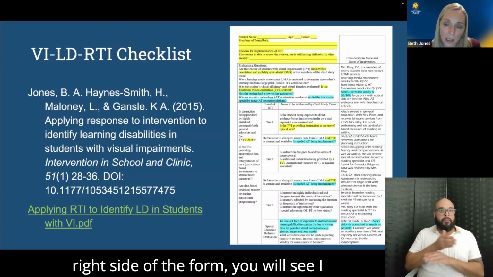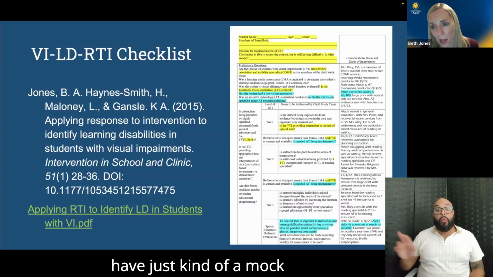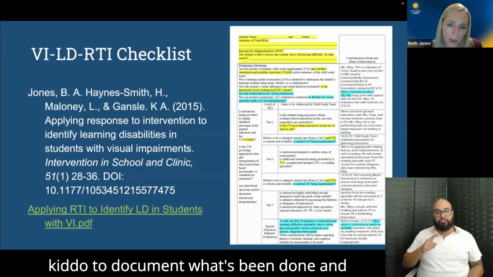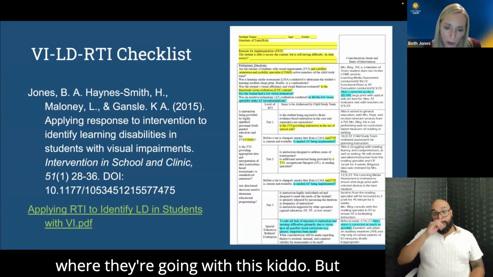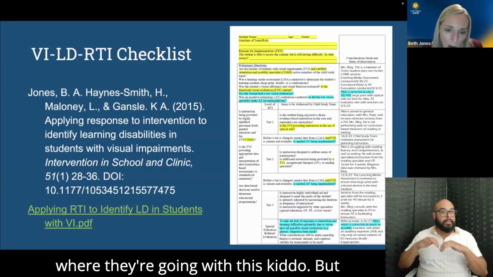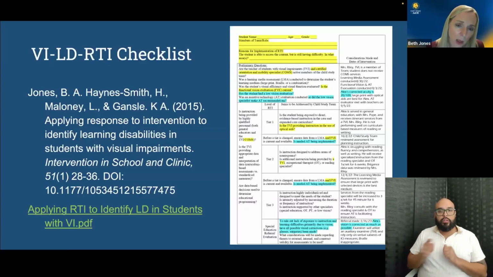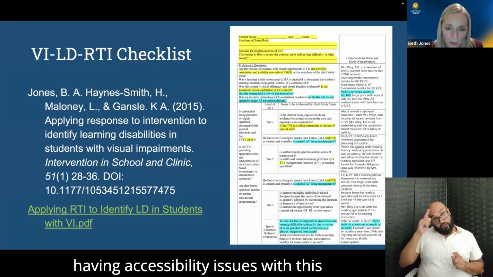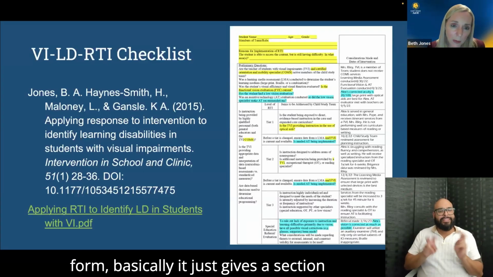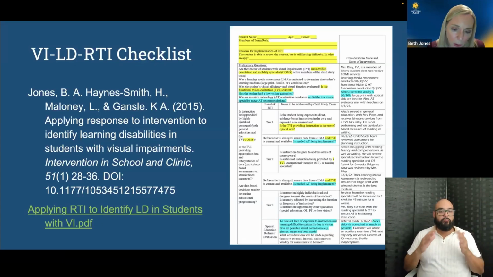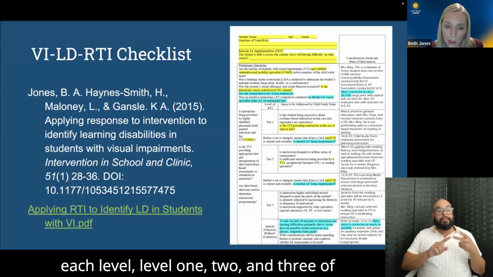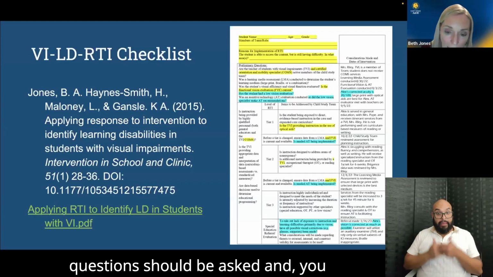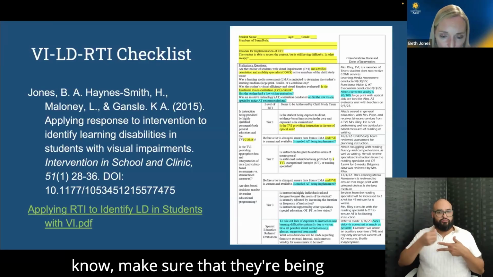And on the right side of the form, you will see I have just kind of a mock write-up of how this could be used for a kiddo to document what's been done and where they're going with this kiddo. For those of you potentially having accessibility issues with this form, basically it just gives a section for preliminary questions, a section for each level 1, 2, and 3 of RTI, and at each level what questions should be asked and make sure that they're being addressed before we move on.